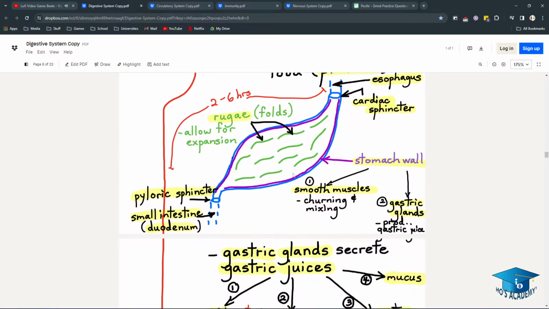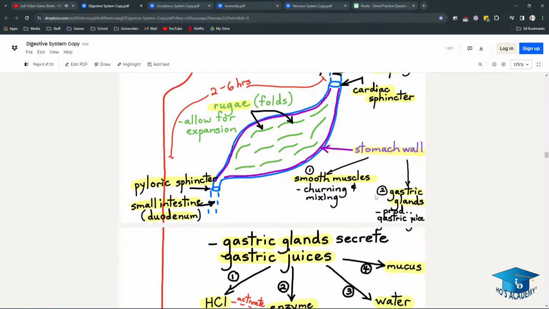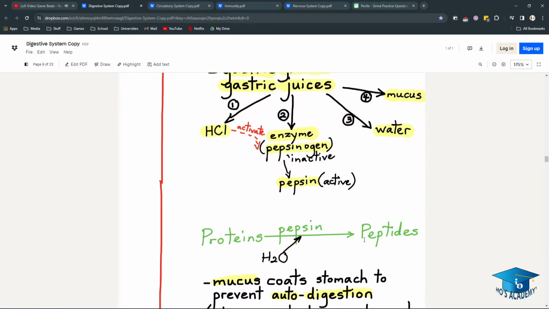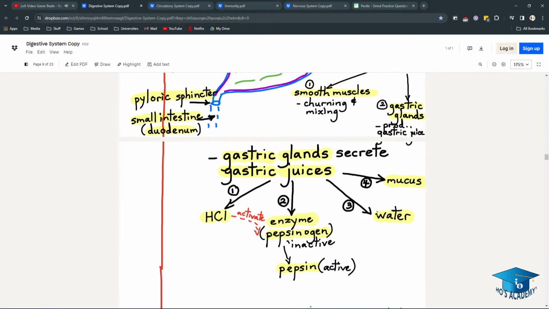And this is the stomach wall, the lining. The stomach wall has smooth muscles for churning and mixing, and has gastric glands, which, there's a handout about, and you should learn them. They produce gastric juices, and these gastric juices include hydrochloric acid, which activates the enzyme pepsinogen, and after it's activated, it's the enzyme pepsin, which is active and works to break proteins into peptides. And of course, there's water, as always, and there's mucus.